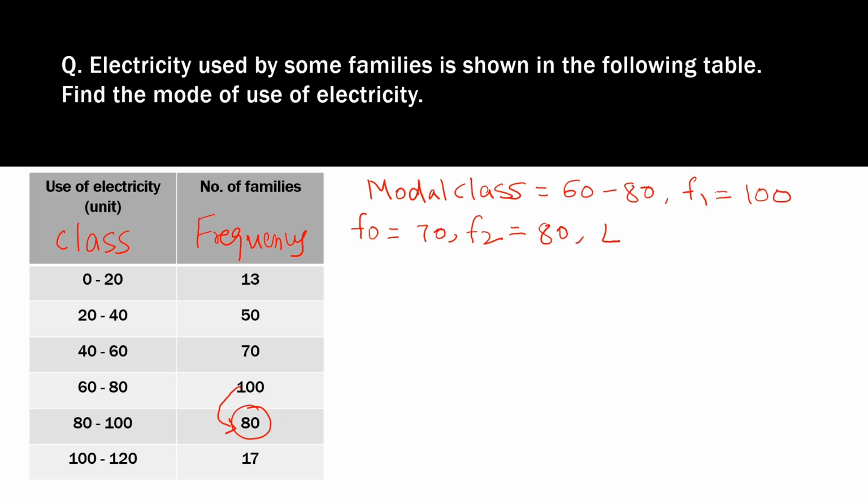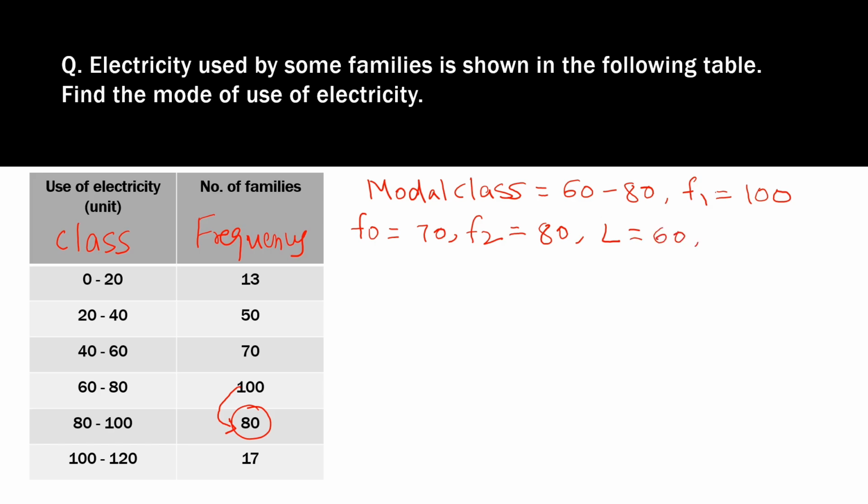Now we have to find L. Here L stands for the lower limit of the modal class. You can see here we have the class 60 to 80, which is called the modal class. 60 is called the lower limit of the class and 80 is called the upper limit of the class. So the lower limit is 60. That's why here L equals 60.